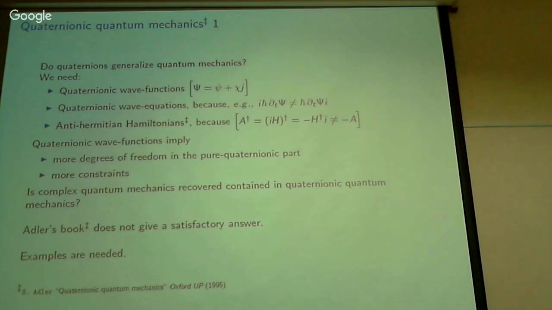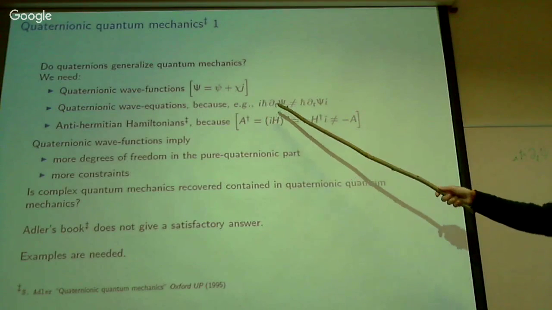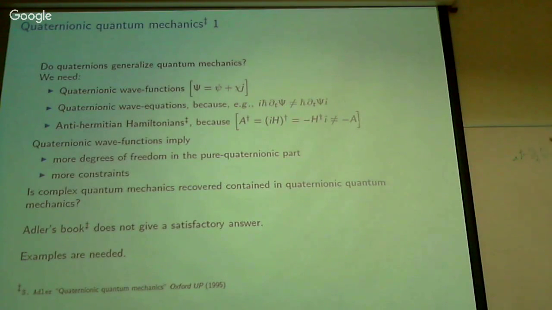But it's not so simple to implement this idea. For example, if you remember the Schrödinger equation, this simple equation, but if you just change this complex wave function to a quaternionic wave function, you have some kind of ordering problem. The problem is clearly this i multiplied here. It can be on the right, on the left, or on the right of this term.